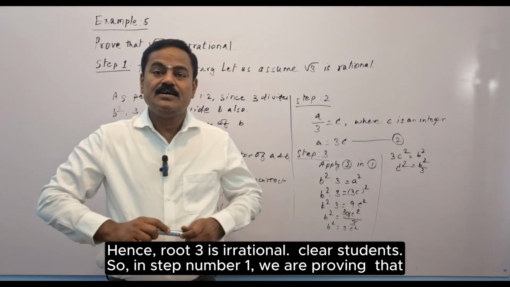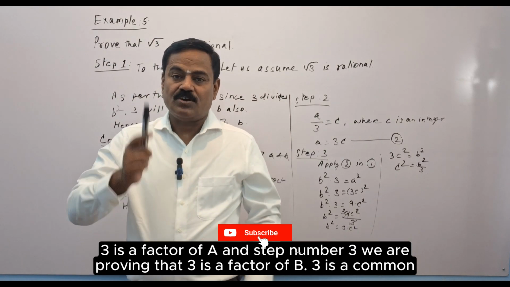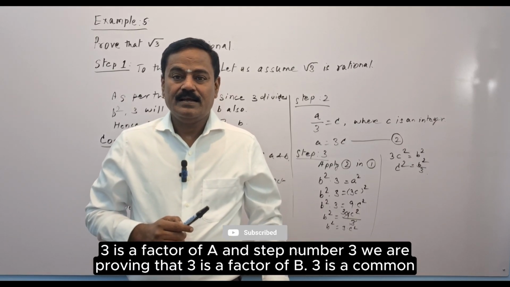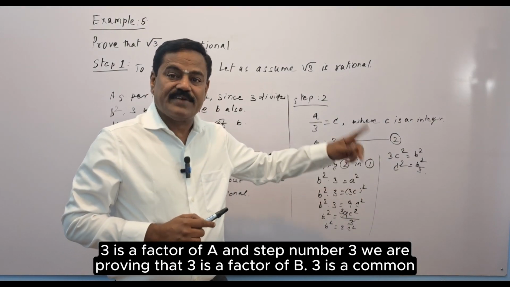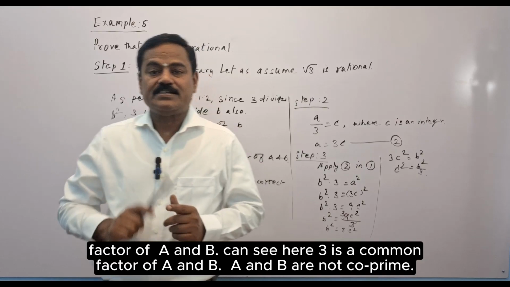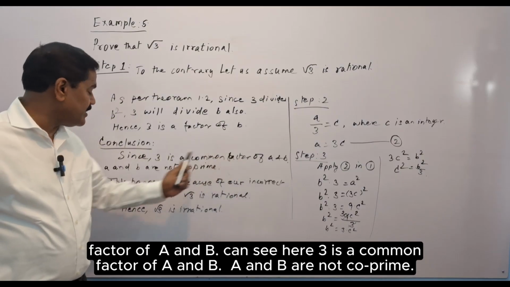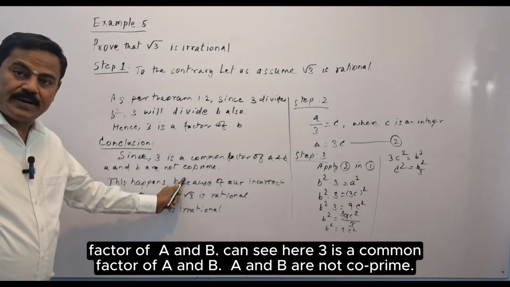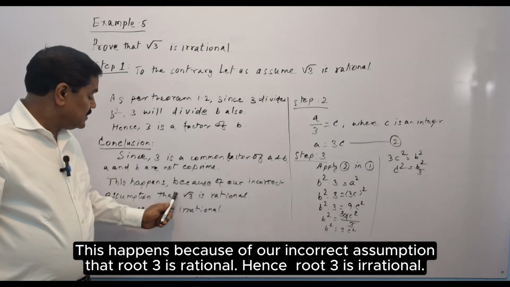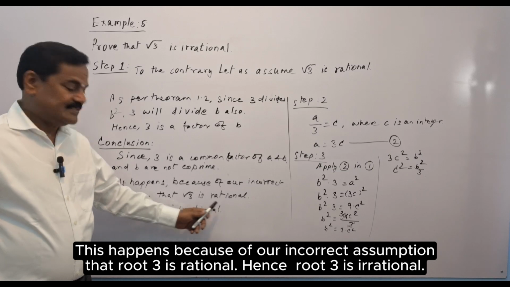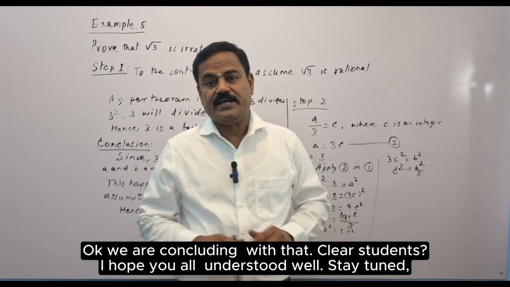Clear, students? In step 1, we proved that 3 is a factor of a, and in step 3, we proved that 3 is a factor of b. So 3 is a common factor of a and b, and a and b are not co-prime. This happens because of our incorrect assumption that root 3 is rational. Hence root 3 is irrational. We are concluding with that.